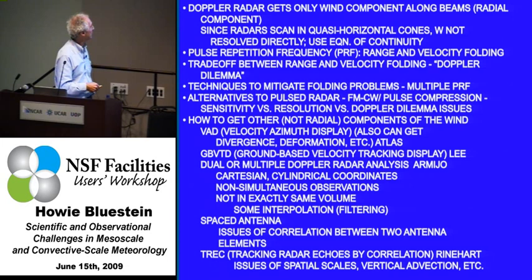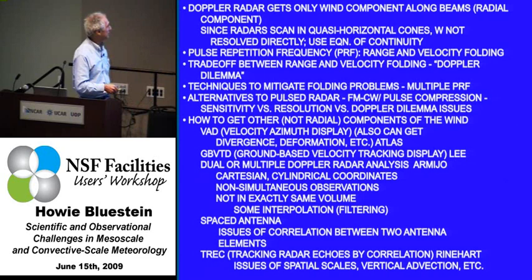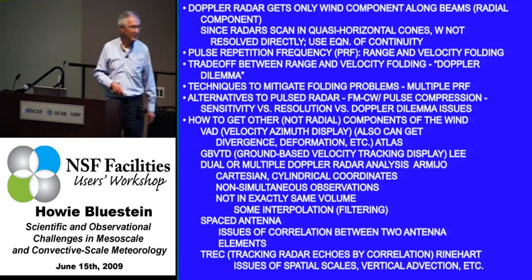You can also use TREC, tracking radar echoes by correlation, Ron Rinehart, in which you track structure in the reflectivity field from a series of scans, and from that, you try to get an estimate of the two-dimensional wind. You have problems with vertical advection, and so you need a rapid scan radar if you want to really apply this in a convective storm.